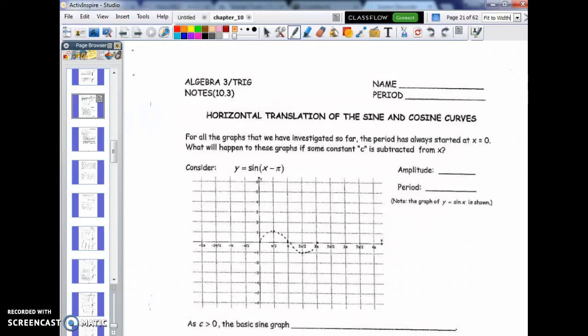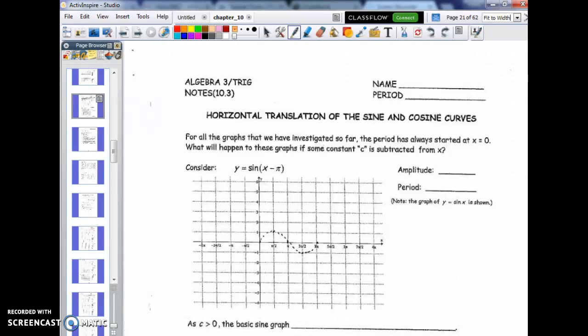Looking at the horizontal translation of the sine and cosine curves. So this is section 10.3. For all the graphs that we have investigated so far, the period has always started at x equals 0. What will happen to these graphs if some constant c is subtracted from x?